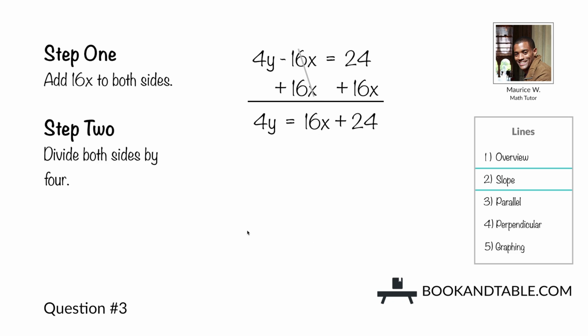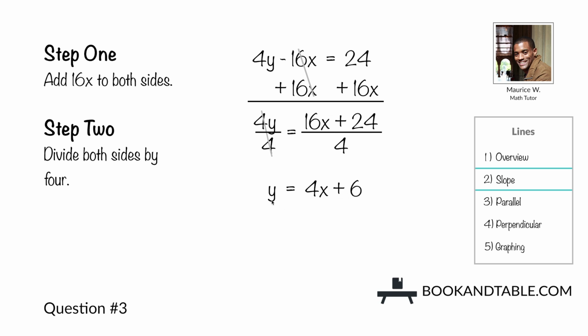Question number 3. We were given 4y minus 16x is equal to 24. Step 1, add 16x to both sides, leaving you with 4y on the left side and positive 16x plus 24 on the right side. Now you want to negate this coefficient 4. So step 2, divide both sides by 4, leaving us with y is equal to 16x divided by 4 is 4x. Positive 24 divided by 4 is positive 6.